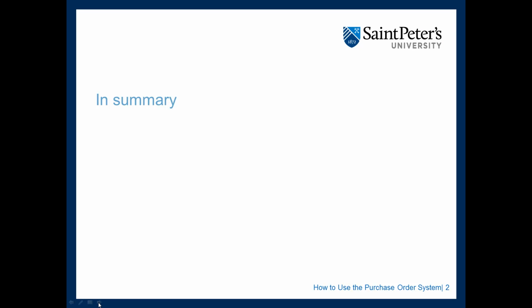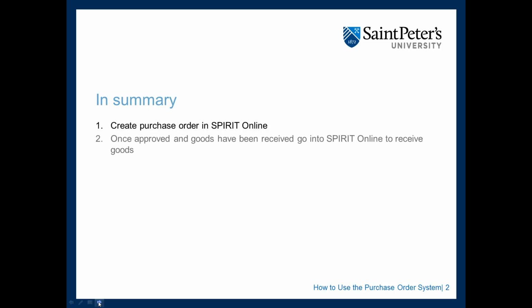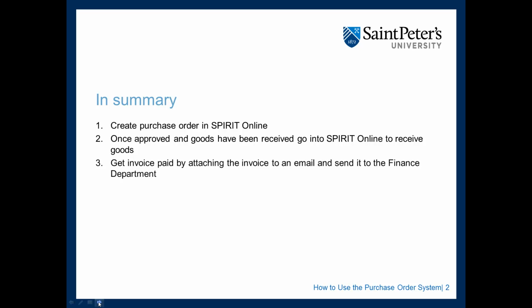In summary, to use the purchase order system, 1. Create a purchase order in Spirit Online. 2. Once approved and goods have been received, go into Spirit Online to receive goods. And 3. Get the invoice paid by attaching the invoice to an email and sending it to the finance department.